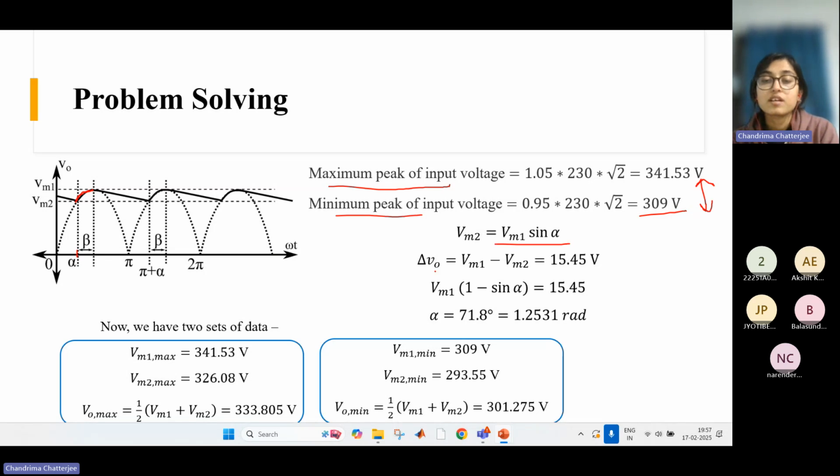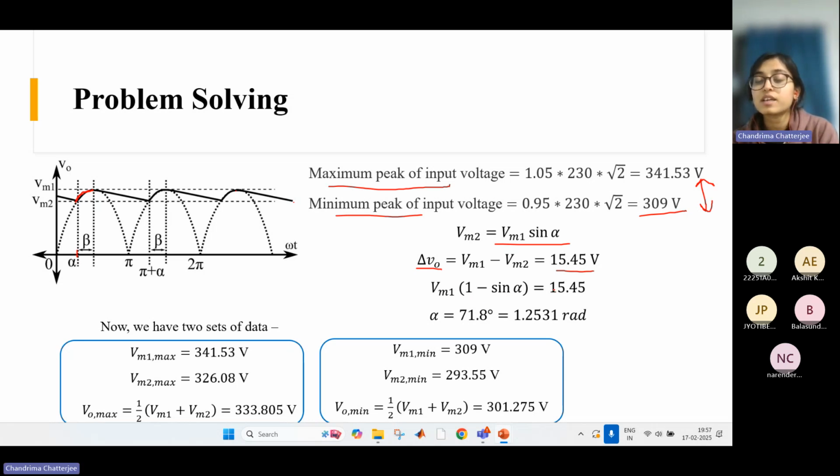This we know. Delta V naught is given as 15.45 volt, and this is nothing but Vm1 minus Vm2, right? Because we already saw maximum minus minimum gives us the ripple. So the ripple value is given to us, and we have the second equation. Solving these two equations, we can get this relation.